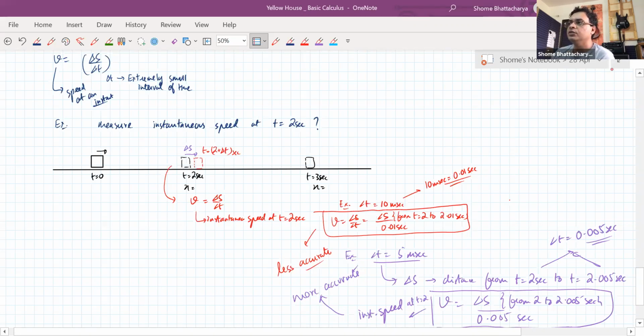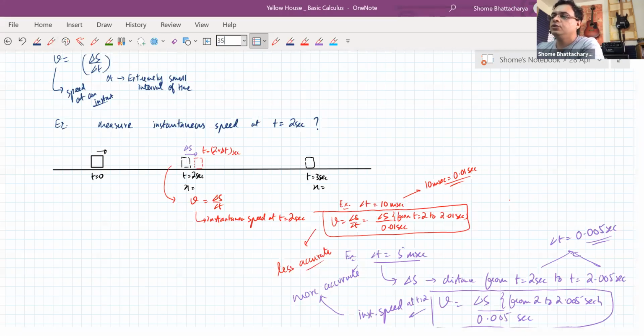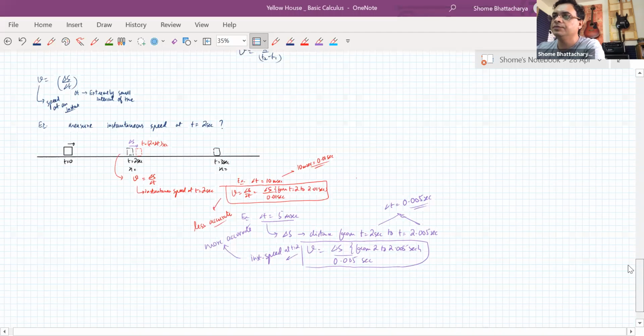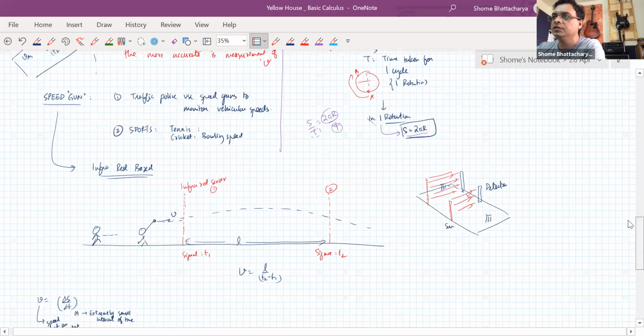The practical meaning of the term instantaneous speed is what? It is again distance upon time only, but for a very, very short interval of time. The shorter the interval of time we are able to do that measurement for, the more the accuracy of our measurement. Is this point clear to all of you? I'm just going to give you a couple of minutes to go through this section that we have discussed, if you want to jot down any points or anything.